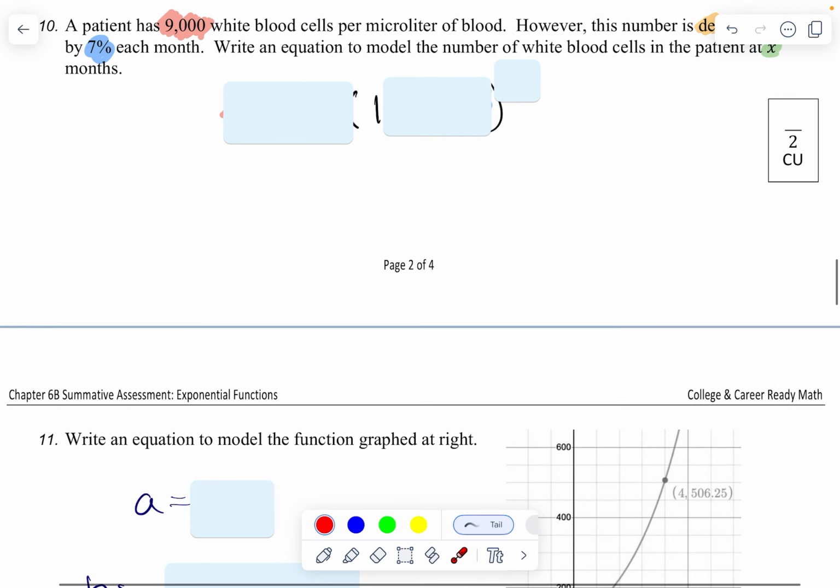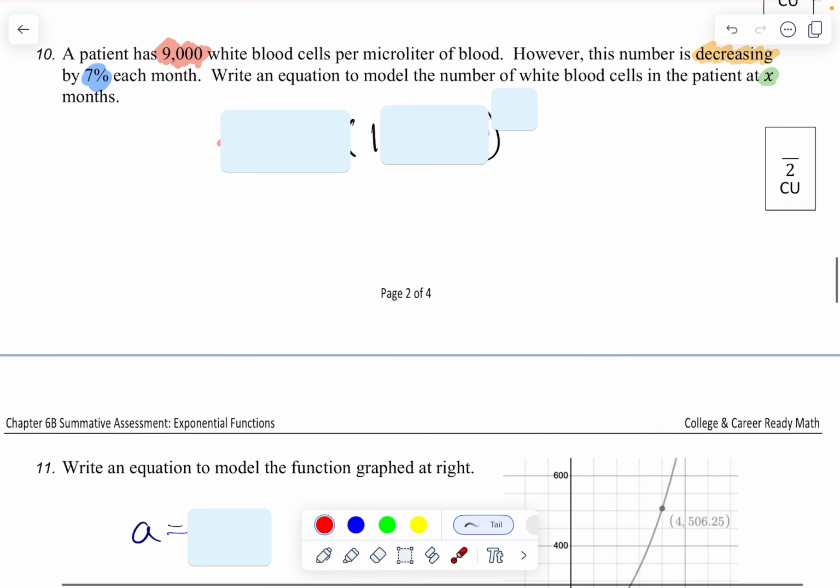Let's take a look at 10. A patient has 9,000 white blood cells per microliter of blood. However, the number is decreasing by 7% each month. Very concerning. Write an equation to model the number of white blood cells in the patient at X months.